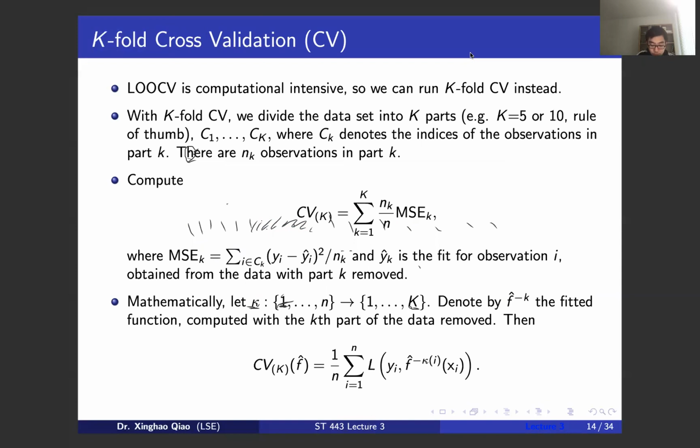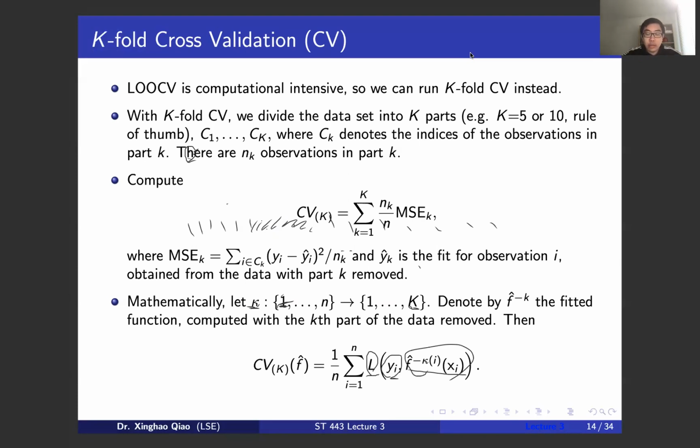For each observation, you calculate the loss function between the true value for the ith observation and the fitted value. The fitted value is obtained, as I mentioned, by first choosing which part of the data is treated as the testing data, and then the fitted value is obtained from the remaining part of the data as the training data. For each observation you calculate the loss function, and then take the average across all the observations.